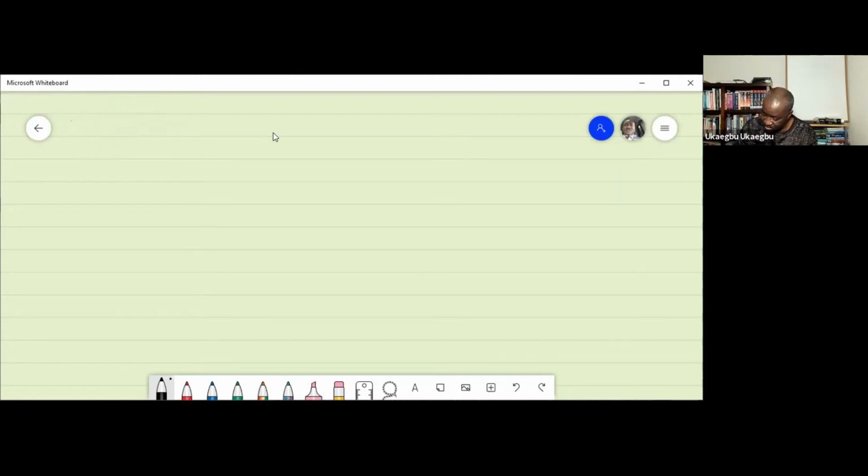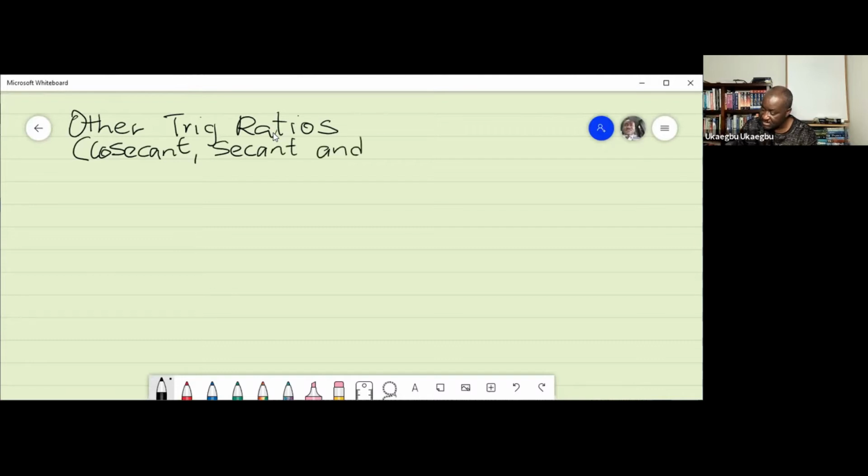Okay, you can call it order trig ratios. When I say order trig ratios, I don't mean the SOHCAHTOA, I don't mean the first three. These other trig ratios are cosecant, secant, and cotangent. Not tangent, it's cotangent. So these are other trig ratios, but the good news is even these other trig ratios are derived from the first three.